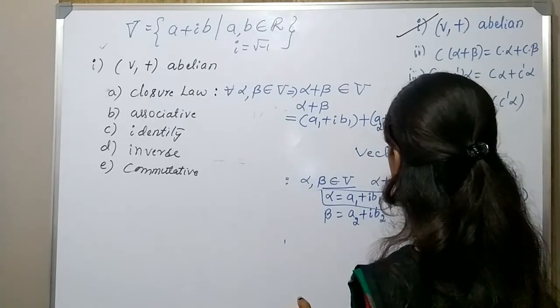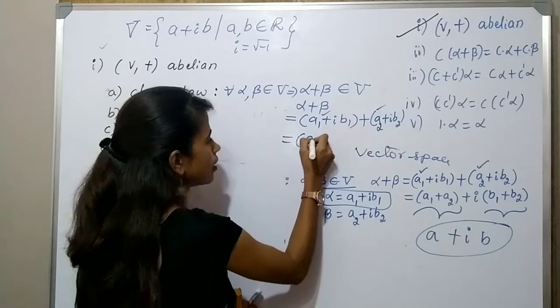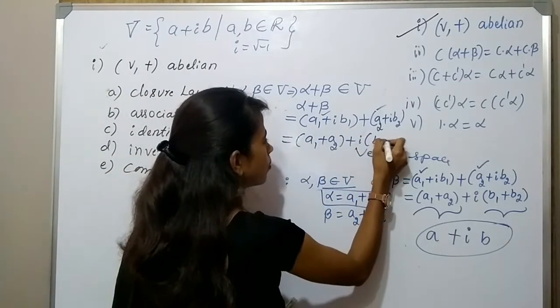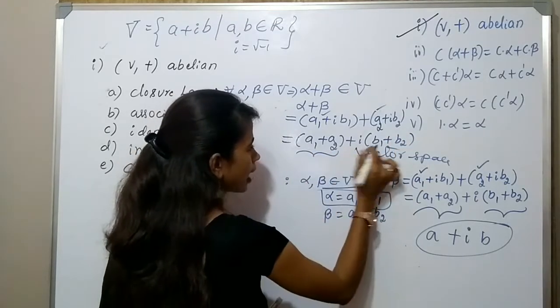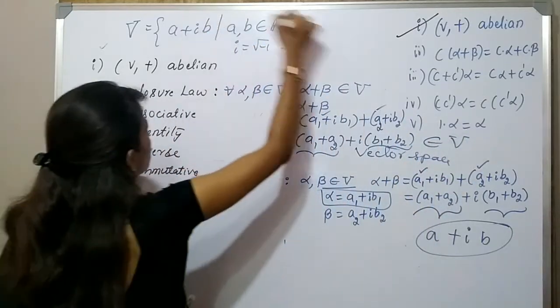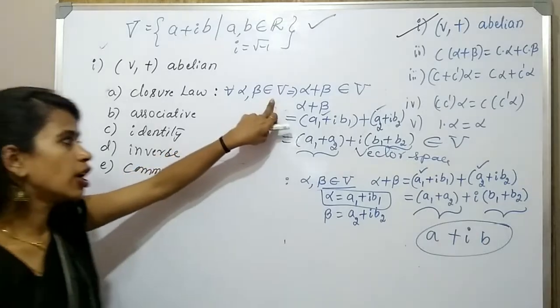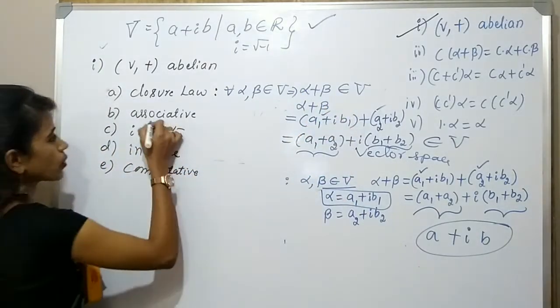A2 plus i into B2. So take the real part first, that is A1 plus A2, plus i into the imaginary part B1 plus B2. Which is also in the form of A plus i into B, therefore it clearly belongs to the set V. So the closure law is over. For all alpha, beta belonging to V, alpha plus beta also belongs to V. That is the closure law. Next, associative law.